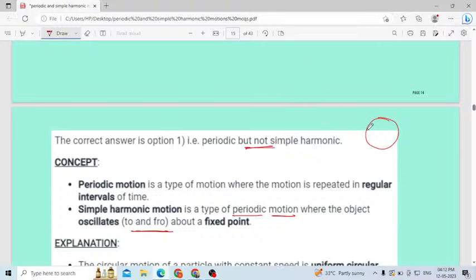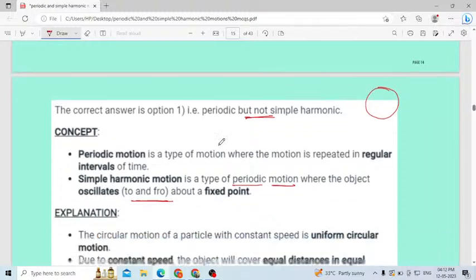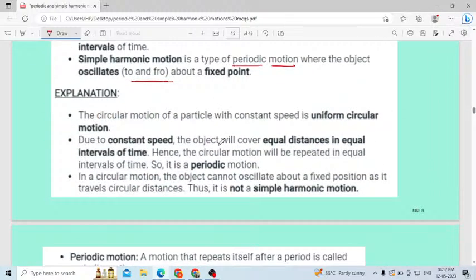But here they have given the condition that the object will be moving in a circular path. Here the object is not oscillating. It is not an oscillatory motion. Therefore, the correct option for this question is periodic but not simple harmonic motion. The circular motion of a particle with constant speed is uniform circular motion. Due to constant speed, the object will cover equal distance in equal intervals of time. Hence, the circular motion will be repeated in equal intervals of time. Therefore, it is periodic.